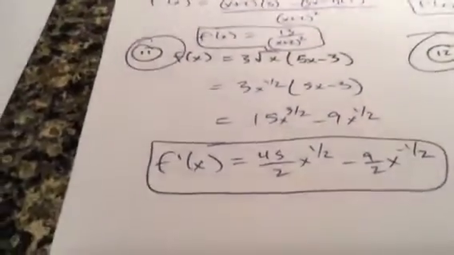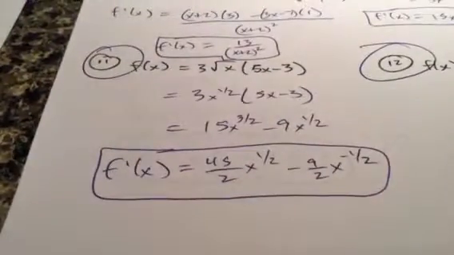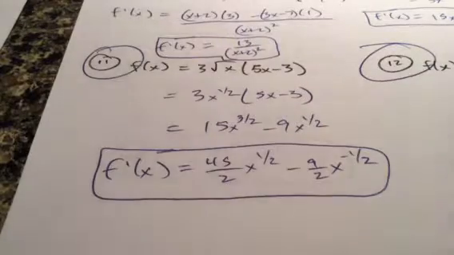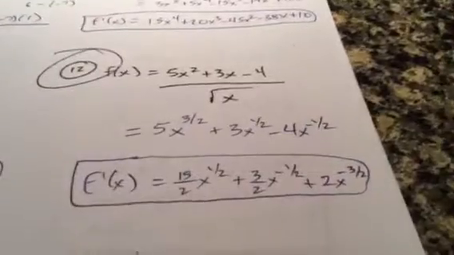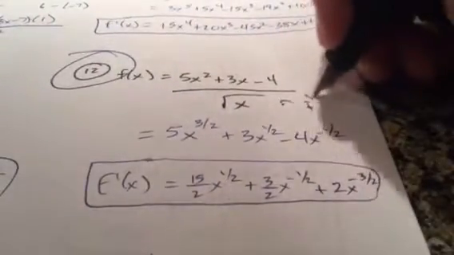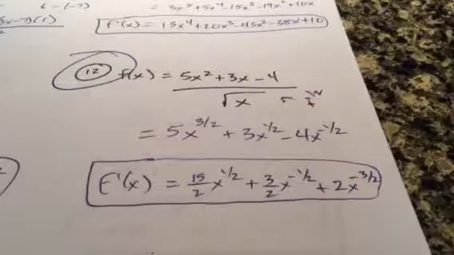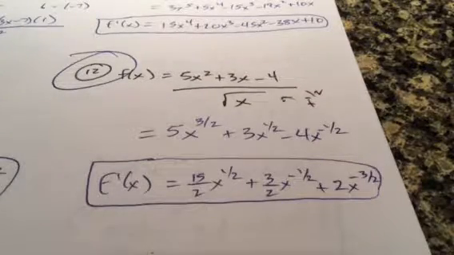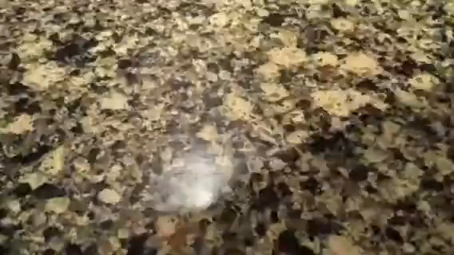3 times square root of x is 3 times x to the 1/2. Then use some distribution, power rule. Number 12, first off, I would write that as x to the 1/2, so subtract the 1/2 power from all the terms in the numerator. Negative 4 divided by x to the 1/2 is negative 4 times x to the negative 1/2. Then it's a simple derivative for each of them.